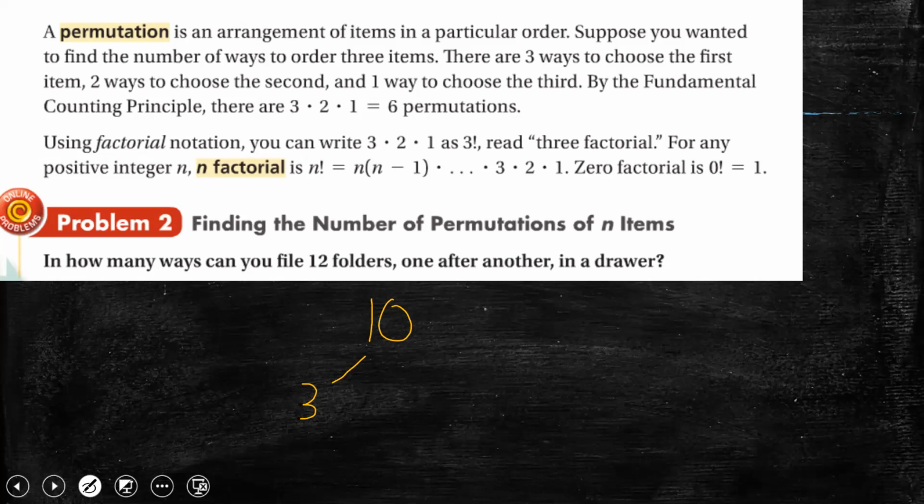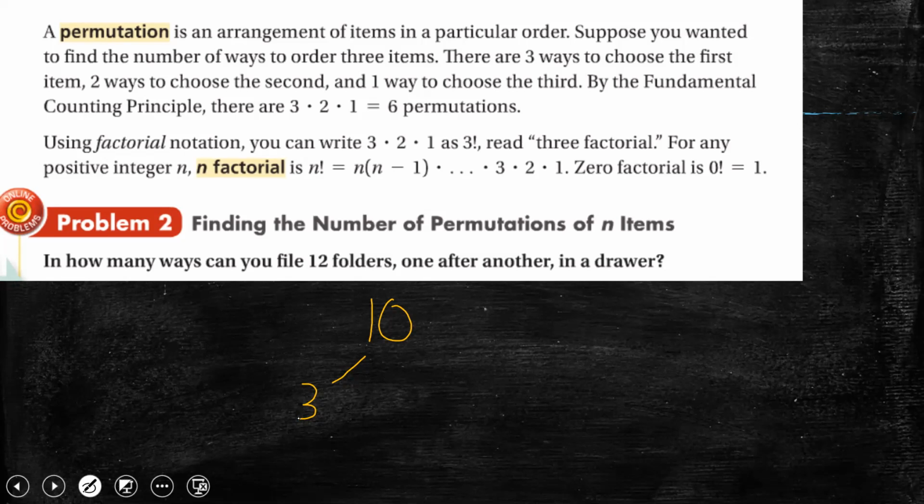Without first, second, and third, you will use the combination. So the permutation is an arrangement of items in a particular order. Suppose you want to find the number of ways to order 3 items. There are 3 ways to choose the first item, 2 ways to choose the second, and 1 way to choose the third. By the fundamental counting principle, you have 3 times 2 times 1, which is 6 permutations.